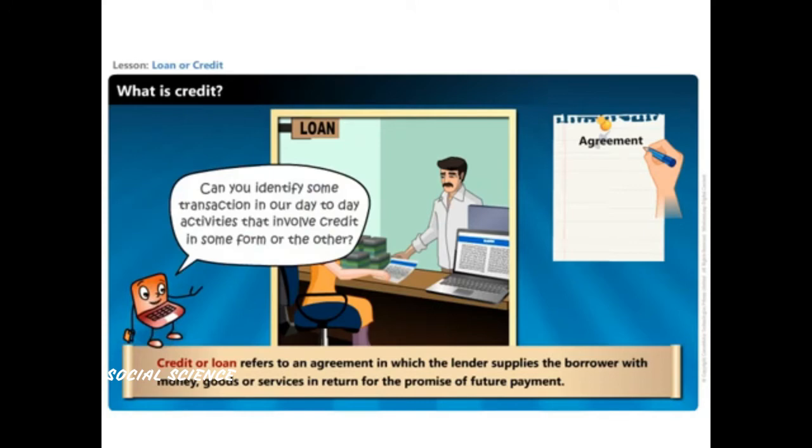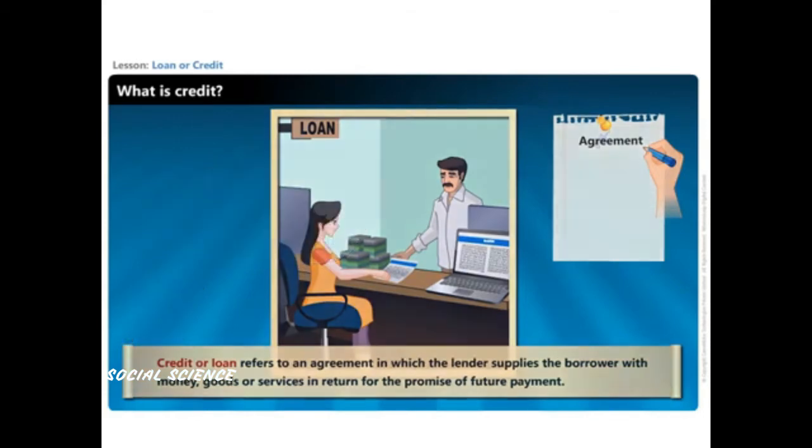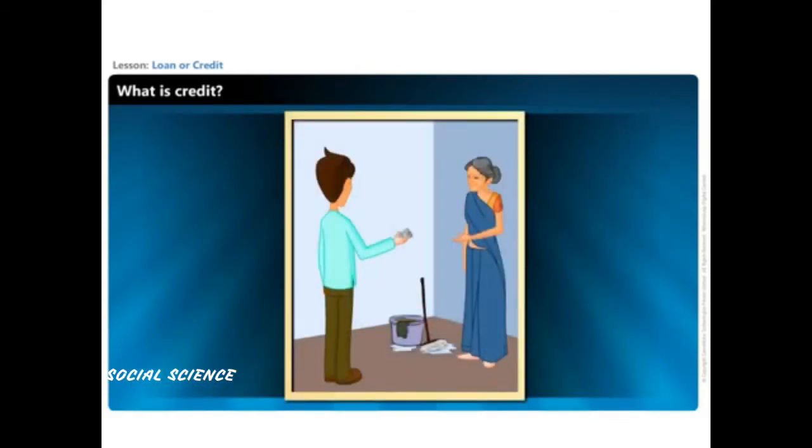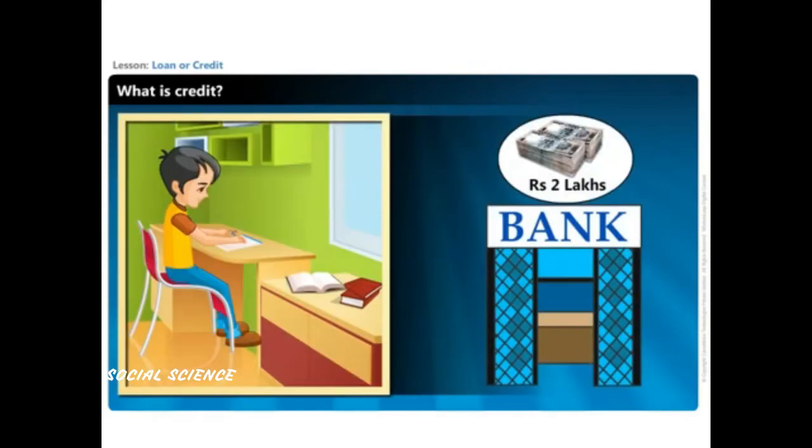Can you identify some transactions in our day-to-day activities that involve credit in some form or the other? The maid in your house has taken rupees 5,000 in advance and promised to work for another 5 months. Rohan's brother has borrowed rupees 2 lakhs from a bank for his studies and promised to pay after 5 years.